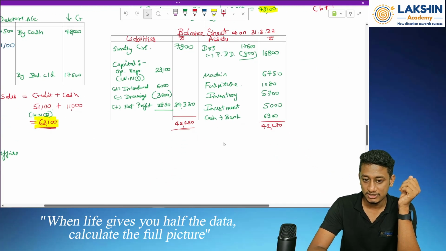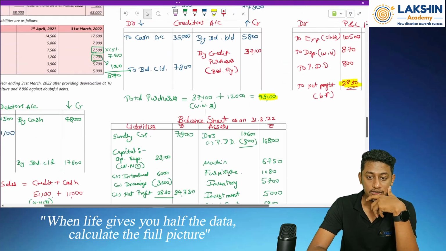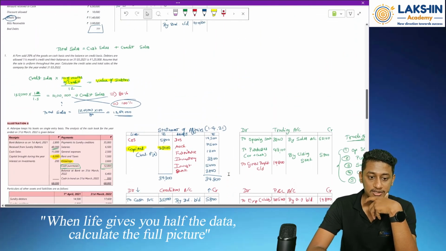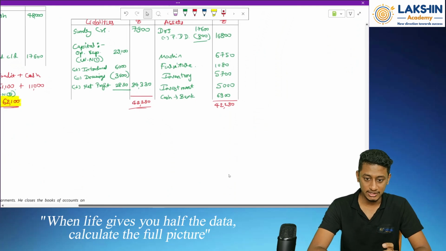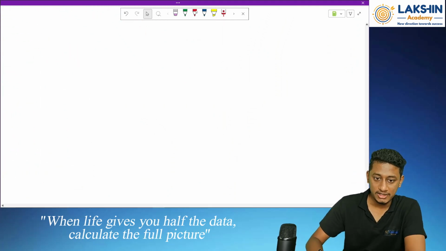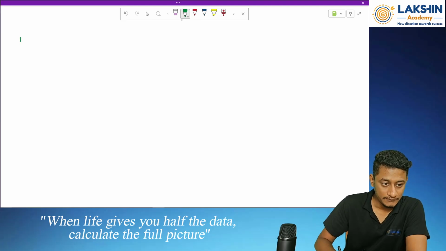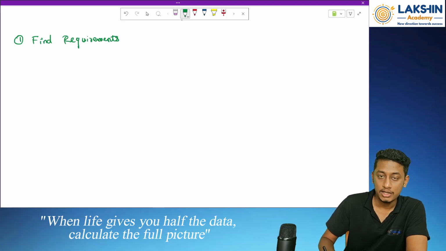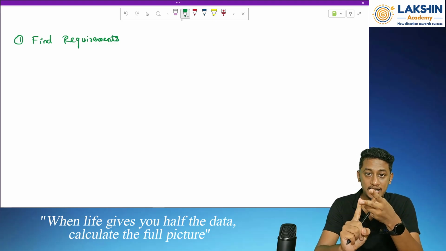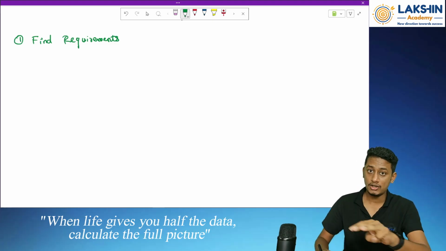If any doubts in this part, if you don't understand how to prepare it, see, the answer is a bit trickier over here. Let's revise. So first of all, find out the requirements. First step is to find the requirements, as to what is required. So we saw that we need the opening capital balance, then we need credit purchases, we need credit sales. So depending on that, prepare accounts.